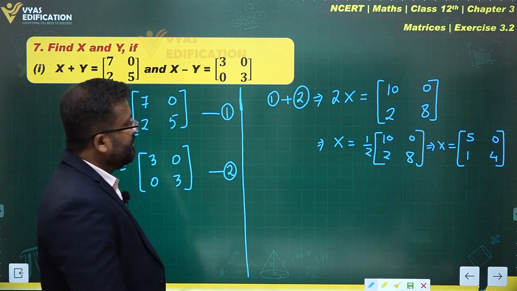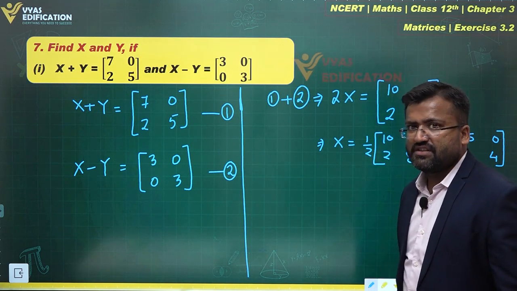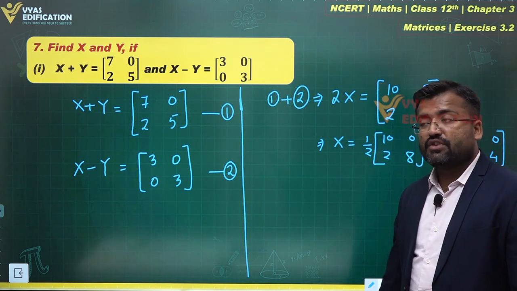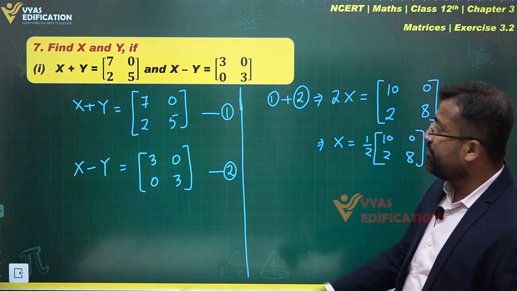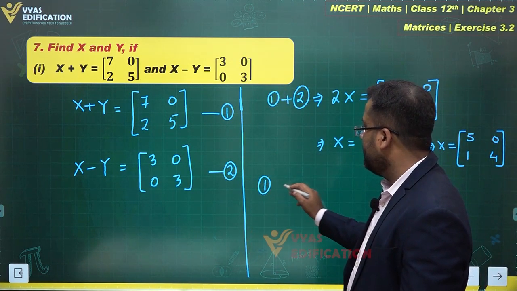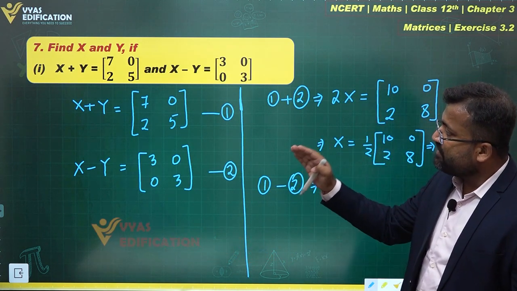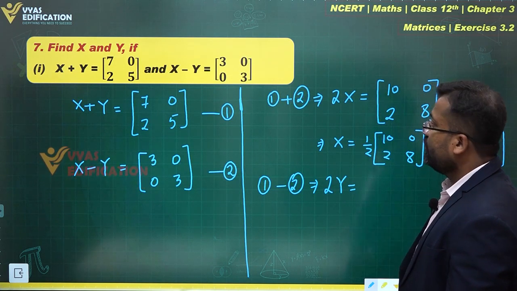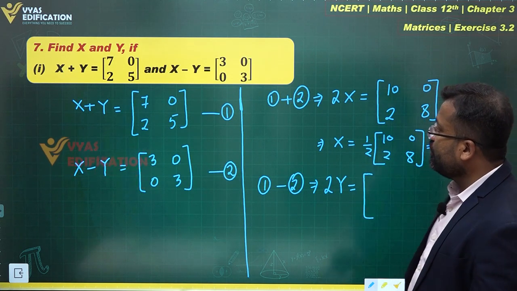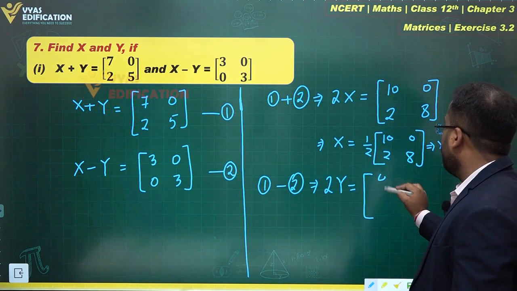And once we have obtained this matrix X, we can easily get Y by substituting it in any of these equations, right? Or somebody else would say, sir, why substitute? Why not simply subtract these two equations? We can subtract. Subtracting equation 2 from equation 1, what you get is x plus y minus x, and minus of minus becomes plus y. This will be equal to 2y. 2y is equal to what? 2y is equal to the difference of these two, that is 7 minus 3, which would be 4.